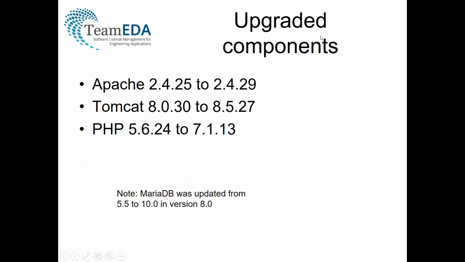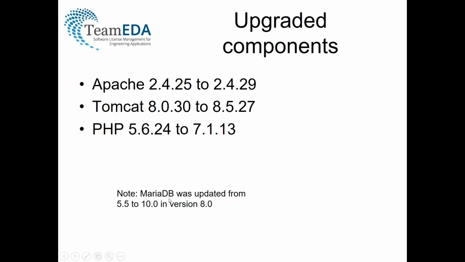In 8.1, we've upgraded these components. The Apache has been upgraded to 2.4.29. Tomcat has been upgraded to 8.5.27. PHP has been upgraded to 7.1.13. So, we're trying to keep current. We have many customers that are defense aerospace, and they're very concerned about the versions of these components. So every release now, we'll probably be updating one or more of these components.